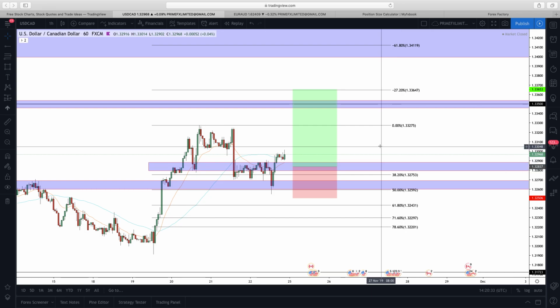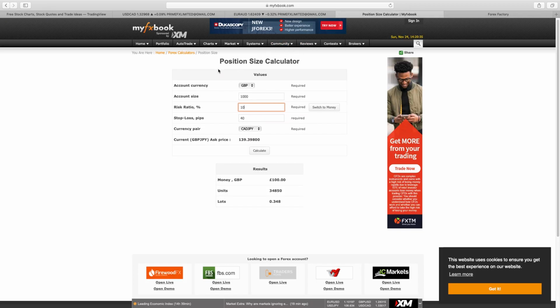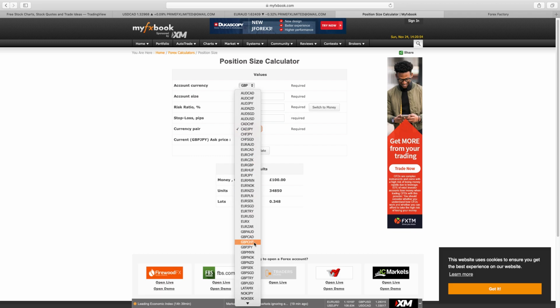So what I've done is I've gone on to my FX book, and my FX book has a calculator. And this calculator allows you to put in your account size, put in how many percent you want to risk, put in your stop loss position, as in calculating how many pips you want to put as a stop loss, 40 pips, 30 pips, 20 pips, and then the currency pair that you want to use, and then obviously it will calculate which lot size you should be using. Okay, so in this case, we're going to find USD CAD. Bear with me. So USD CAD.